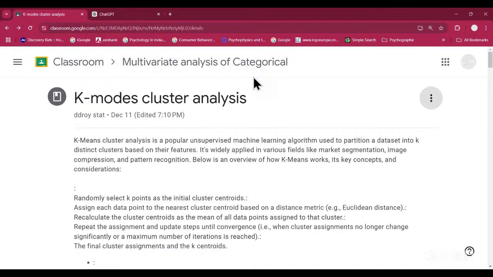But when I do not have any previous information about the classification of the data, then we can follow unsupervised clustering or unsupervised machine learning.